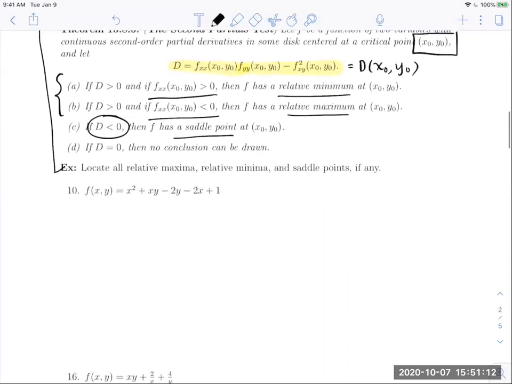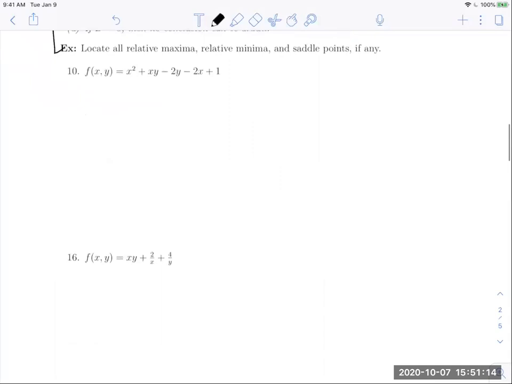So let's look at an example here, starting with number 10. Locate all relative maxima, relative minima, and saddle points, if any. The nice thing about problem 10 is that we're working with a polynomial. And so I'll just make a quick note here that because of that, the domain of this function is all points in two space. And in fact, that merits a smiley face, right? We like it when the domain is all real numbers because we don't have any worries.